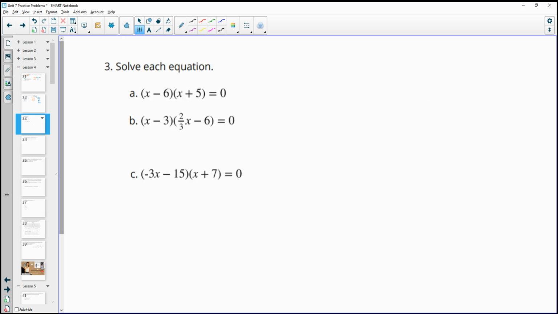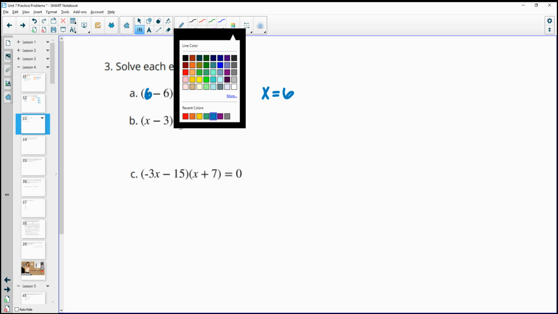Number 3, solve each equation. So again, zero product property, we see each of these has factors being multiplied. And so you can set the factors equal to 0, or you can just think what would make this 0. So in part A, it might be easy to just decide what will make the factor 0. So if x was 6, 6 minus 6 is 0. So x equals 6 would be a solution.